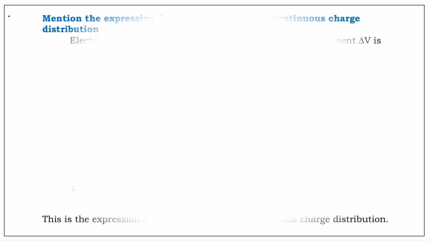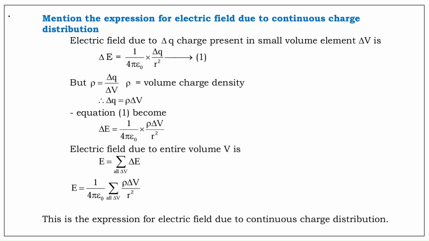Next, mention the expression for electric field due to continuous charge distribution. Electric field due to delta Q charge present in small volume element delta V is delta E is equal to 1 by 4 pi epsilon naught into delta Q by R square. Equation 1. But ρ is equal to delta Q by delta V.